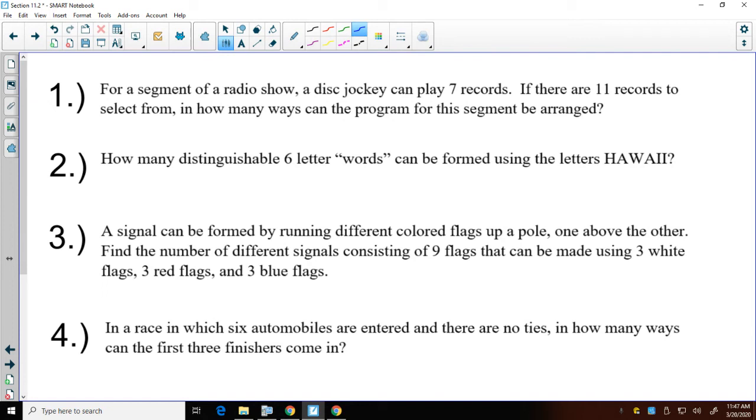Okay, I'm saying all this because there are different examples out there where they talk about comedy acts, variety shows, things like that. And those are all permutations because the order of the show matters, just like for this disc jockey.